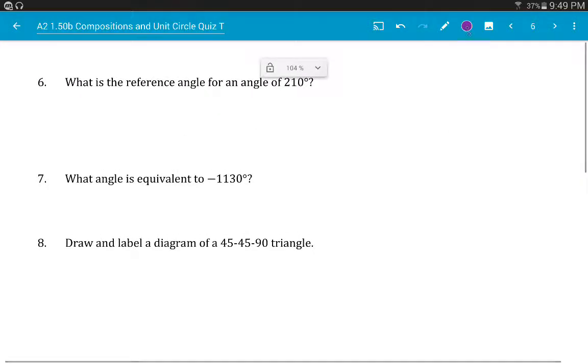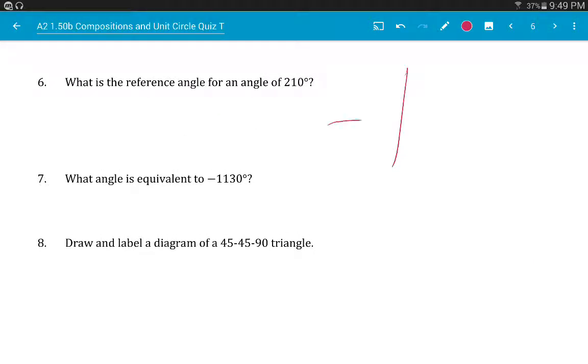What is the reference angle for an angle of 210? Here's my unit circle. 210 is in this quadrant, 210 is here, 180 is here. Drop a line here, so this angle in here is 30 degrees.